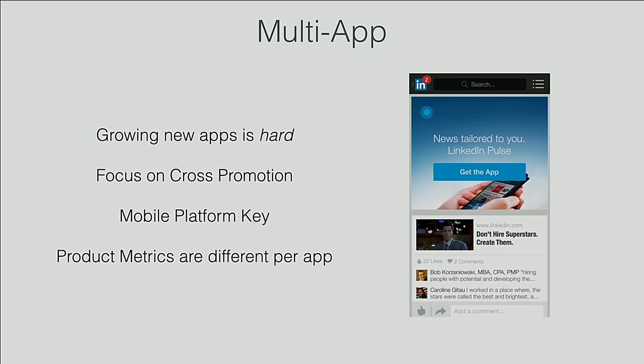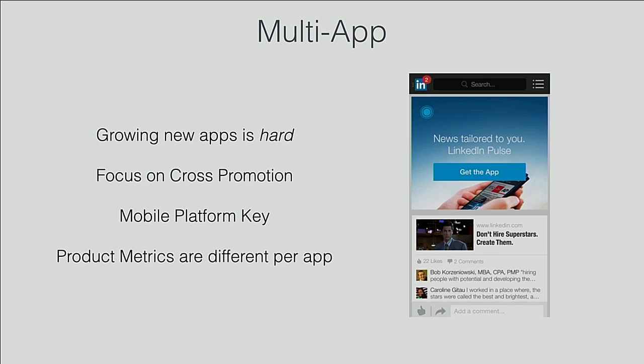Second big learning, the multi-app world really allows us to build and deploy, and each of them to have their own train schedules. But growing these new apps is really, really hard. So we have to focus on cross-promotion. So this is an example of a cross-promotion. You can actually use on iOS or Android to check whether another app is installed, and you can then decide whether or not you show a promotion like this to go get one of our other applications.